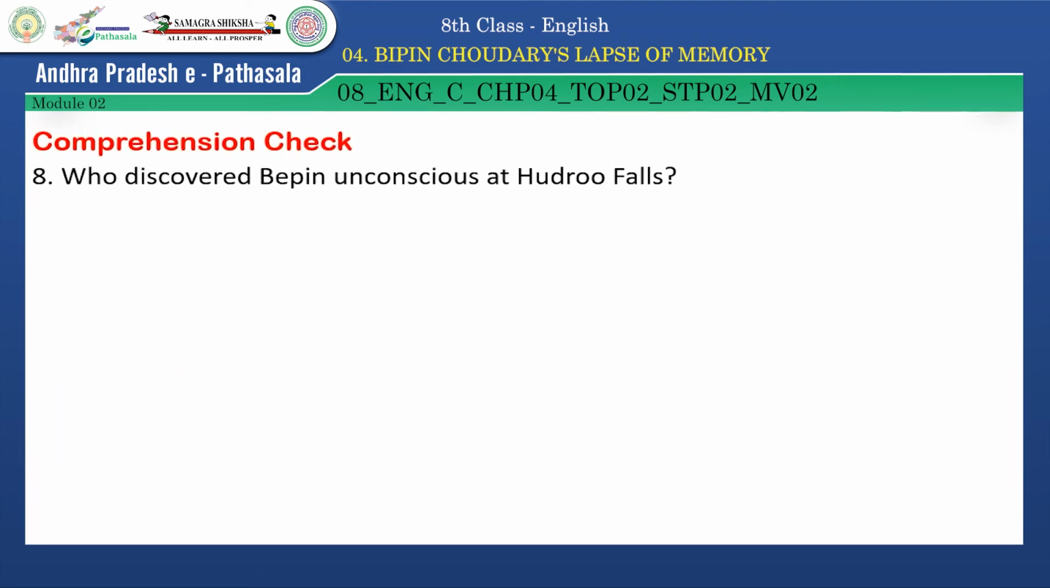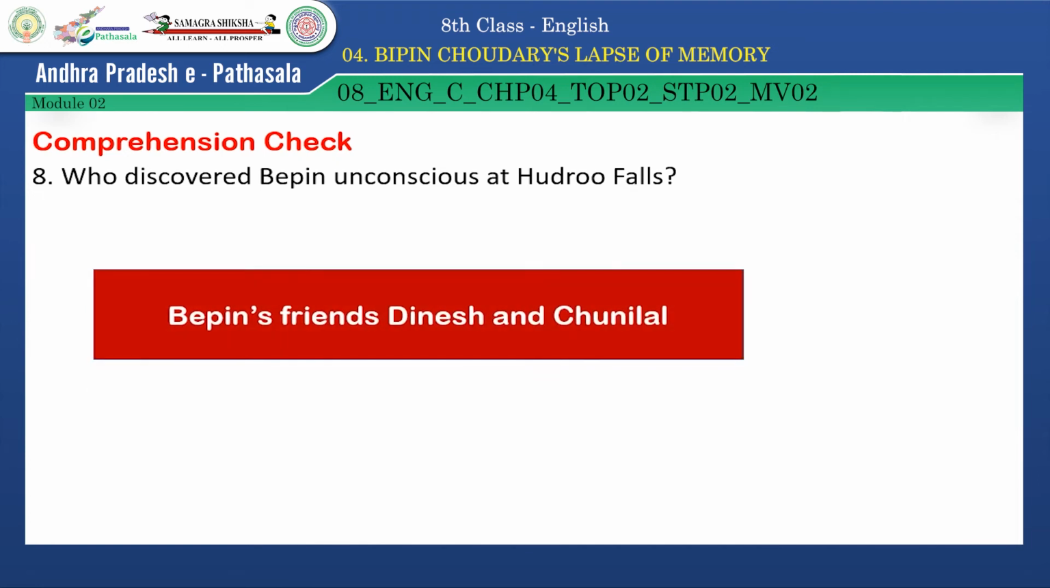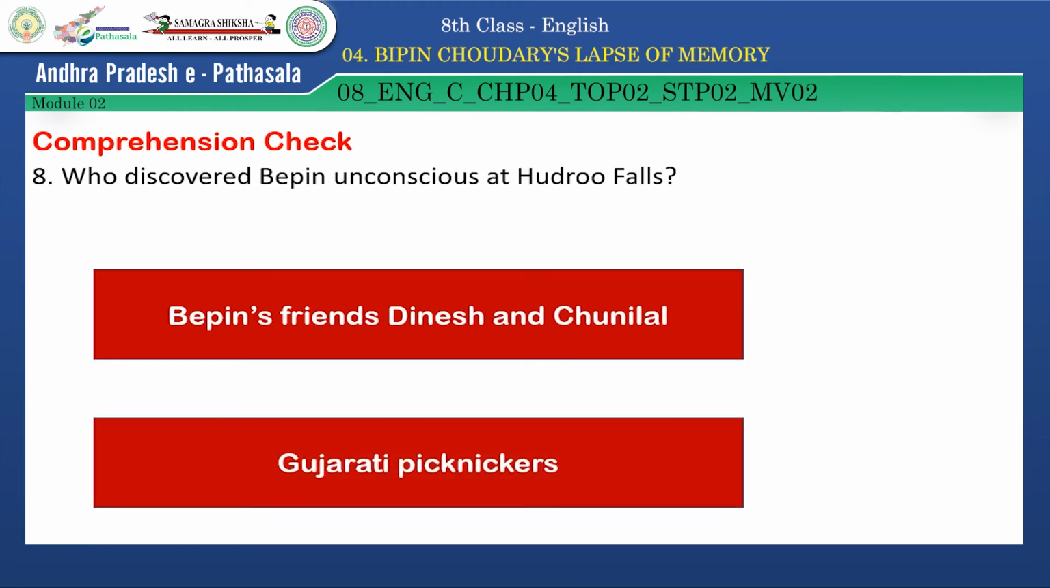One more comprehension check question. Who discovered Bipin unconscious at Choudhury Falls? What's the right answer? Bipin's friends? Dinesh and Chunilal? Or Gujarati picnickers who visited Choudhury Falls? What's the right answer? I know you can guess it. It's the Gujarati picnickers. Very good. Great applause for you.